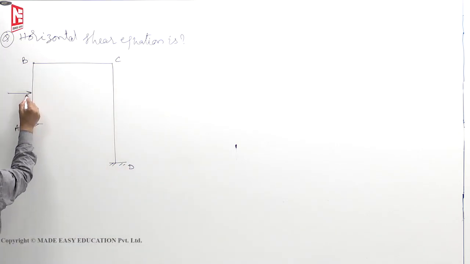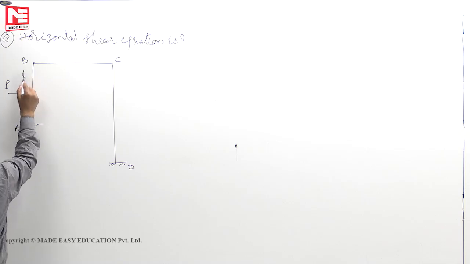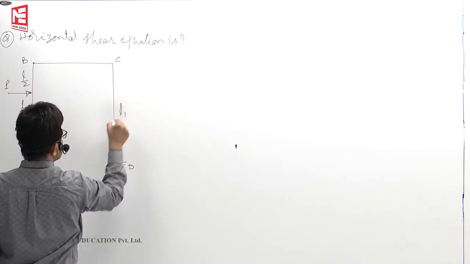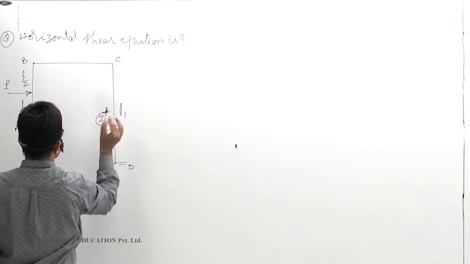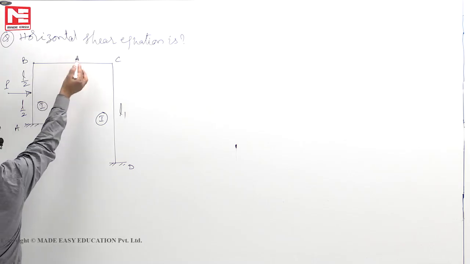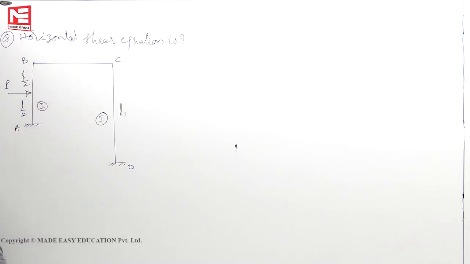You are applying a load P, this length L by 2, some I value. This is some L1, some values of I. Okay. Now maybe there is some load on BC or may not be there on the BC.